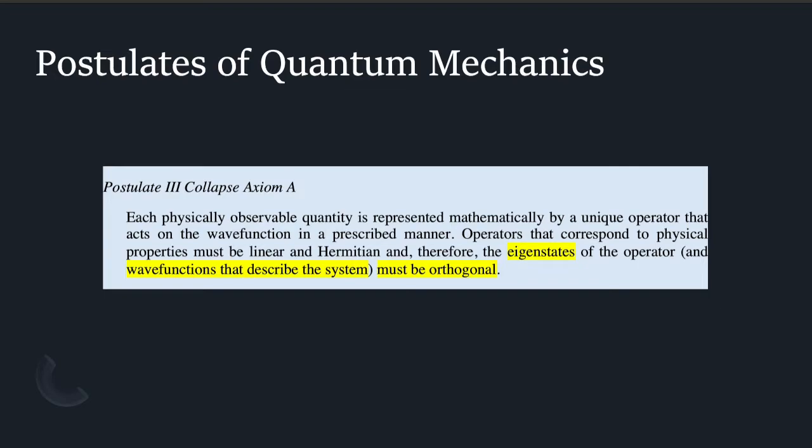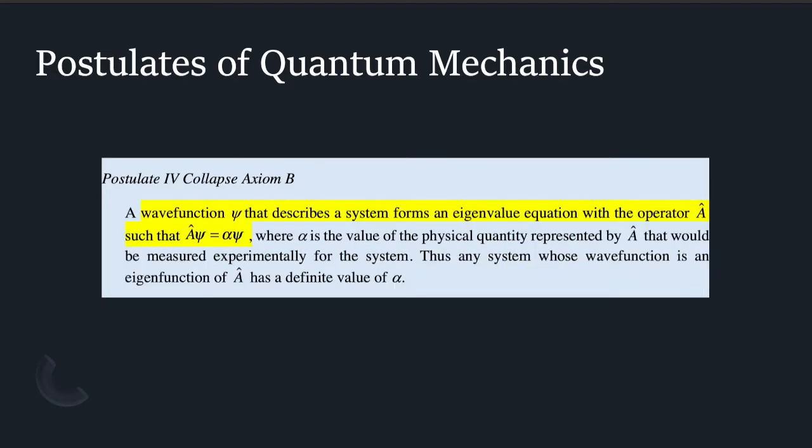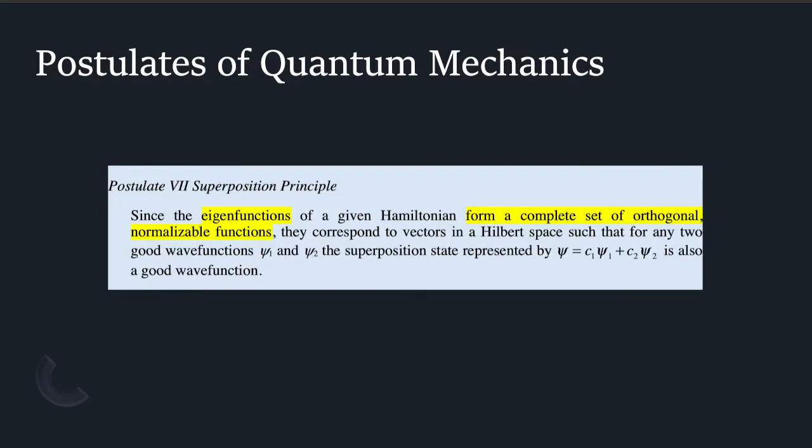These wave functions need to be orthogonal. They also satisfy an eigenvalue equation: an operator operating on the wave function of the system equals a constant times the wave function. These wave functions are also sometimes called the eigenfunctions of the system. They form a complete set of orthogonal normalizable functions.